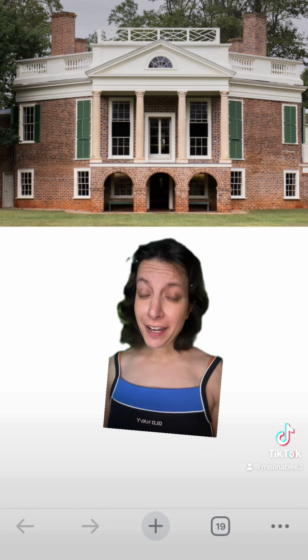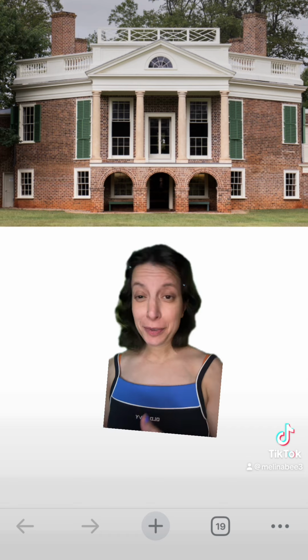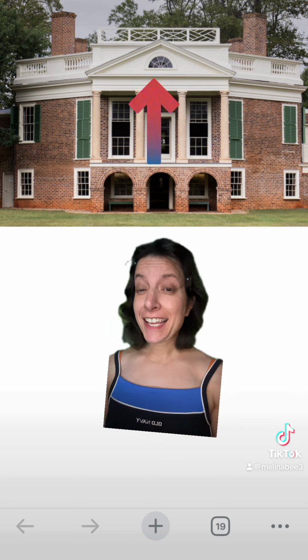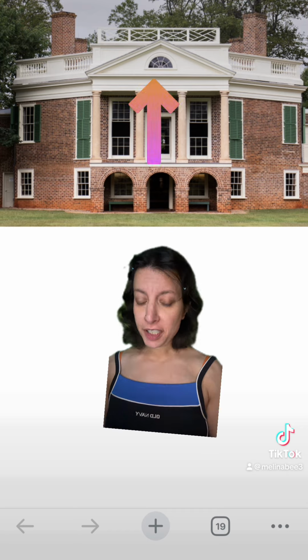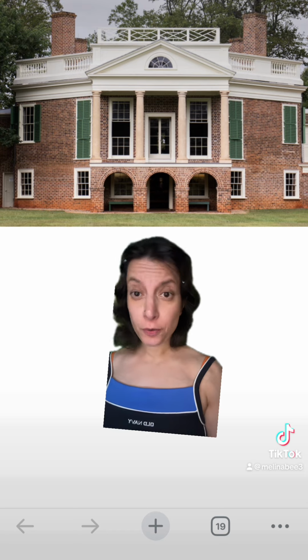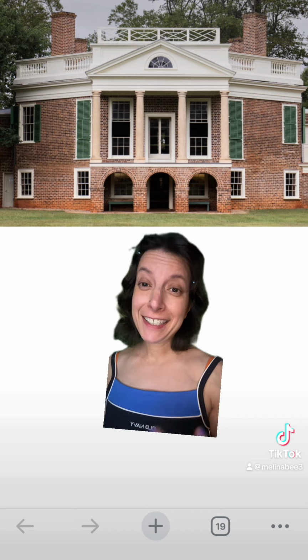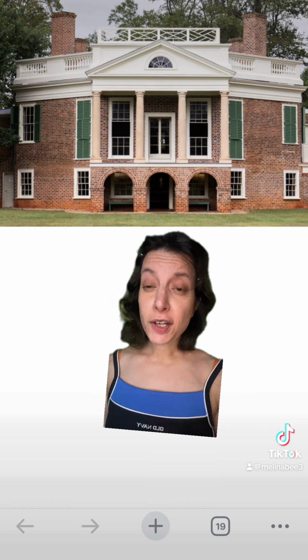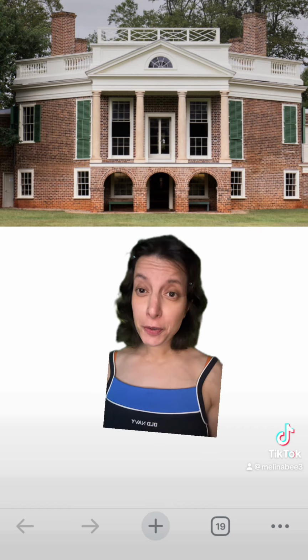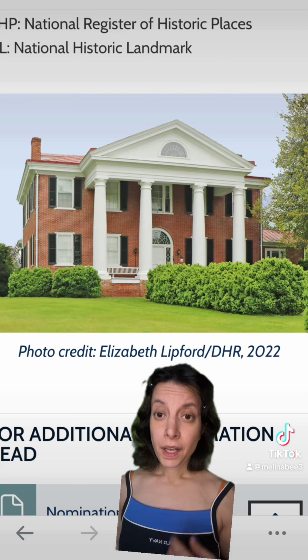Another character-defining feature, like you can see at Poplar Forest behind me, is a lunette within the pediment. Poplar Forest was Thomas Jefferson's retreat and also designed by him and completed in 1809. The use of red brick with a white portico is also very common and also seen at Poplar Forest.